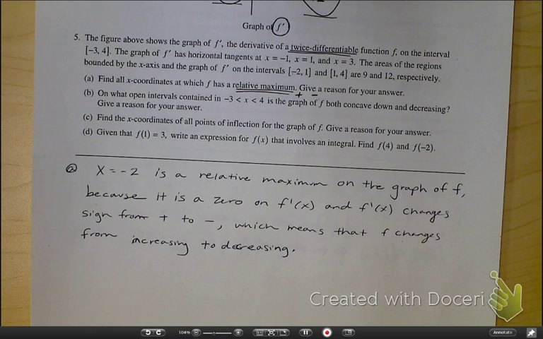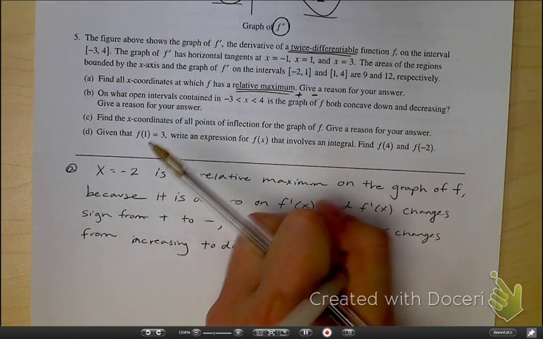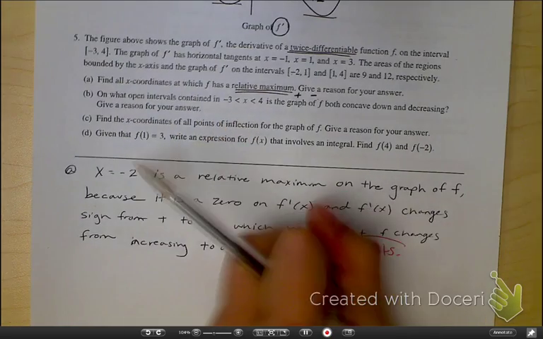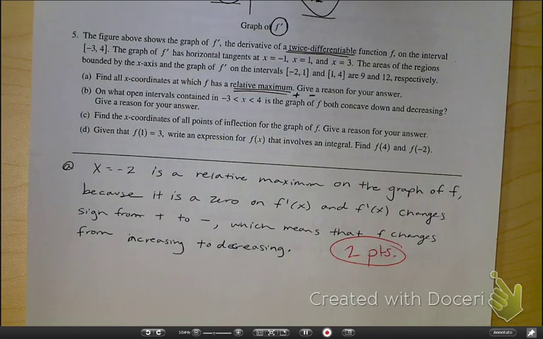That's worth 2 points on the AP exam, so you would get 2 points for that answer, which is pretty good. I mean, 2 points is a lot for that, and I think all of you guys could easily get that answer correct. Part B.